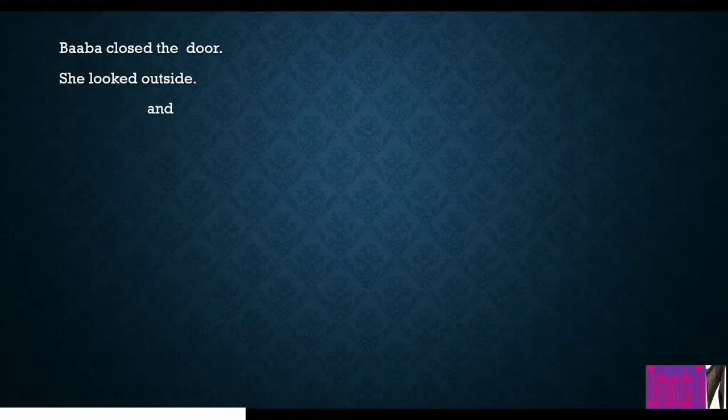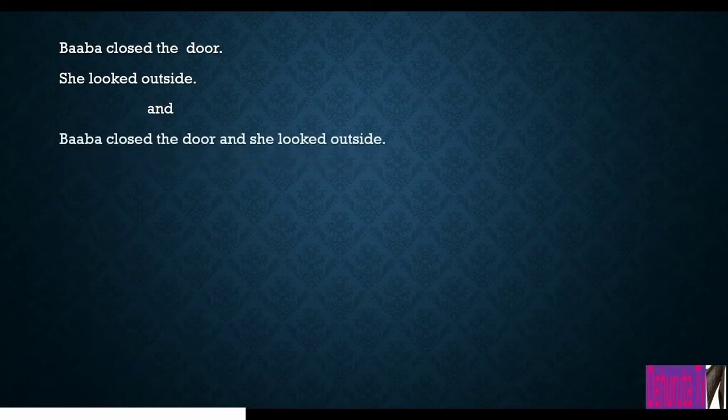So let's look at our sentence again. Baba closed the door and she looked outside. So two independent clauses have come together. Baba closed the door and then she looked outside. So we bring the two clauses together with a coordinating conjunction for it to become: Baba closed the door and she looked outside.